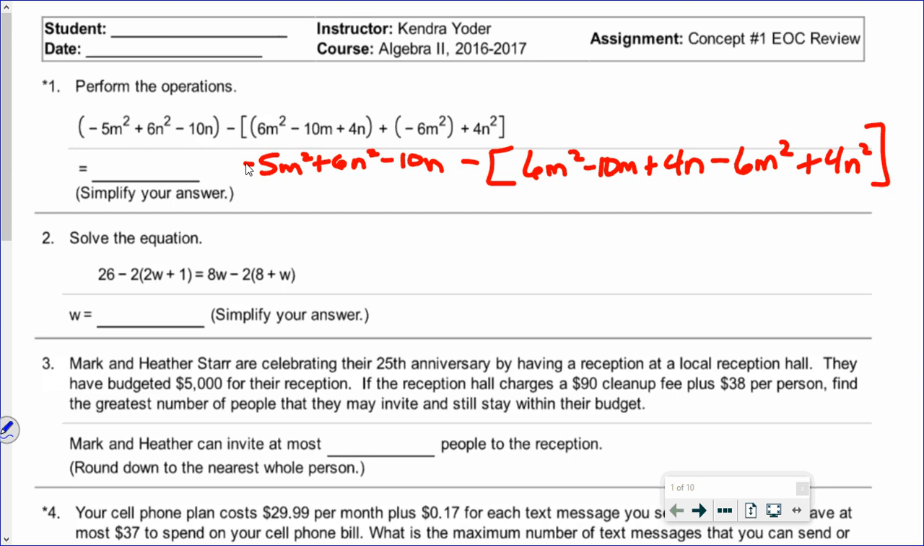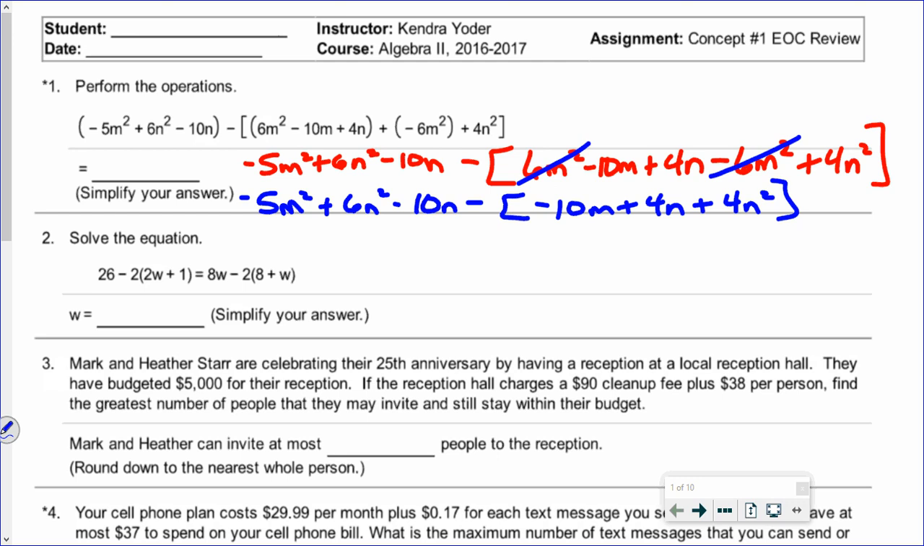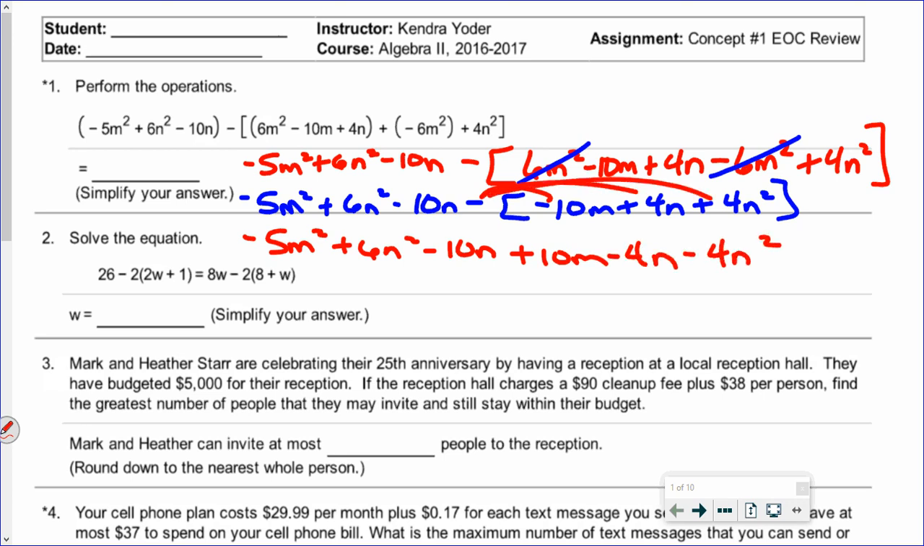Now, combine like terms inside the bracket before you distribute. I repeat, combine like terms inside the bracket before you distribute, which means all of this comes down, and then I combine like terms. That means those go away, and I just drop down everything else. Yes or no? Then distribute the negative into the bracket. So I'm going to drop down this part because I'm not changing it, and I'm going to distribute plus 10n minus 4n minus 4n squared.